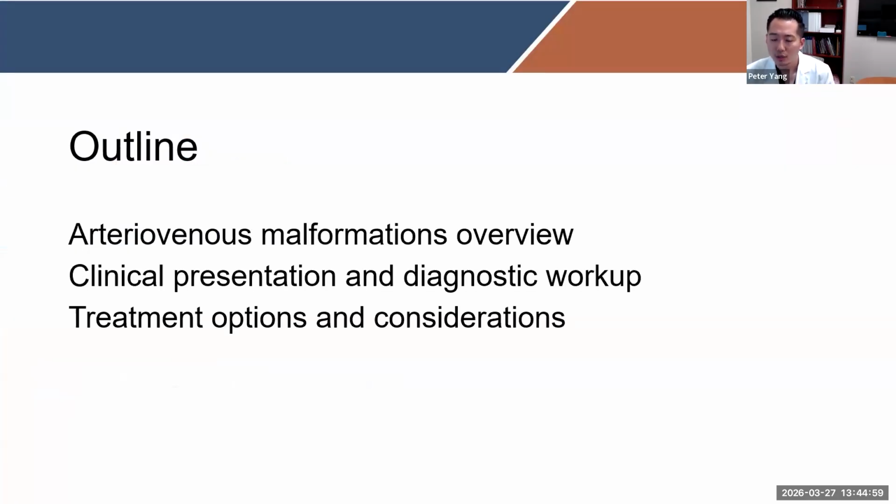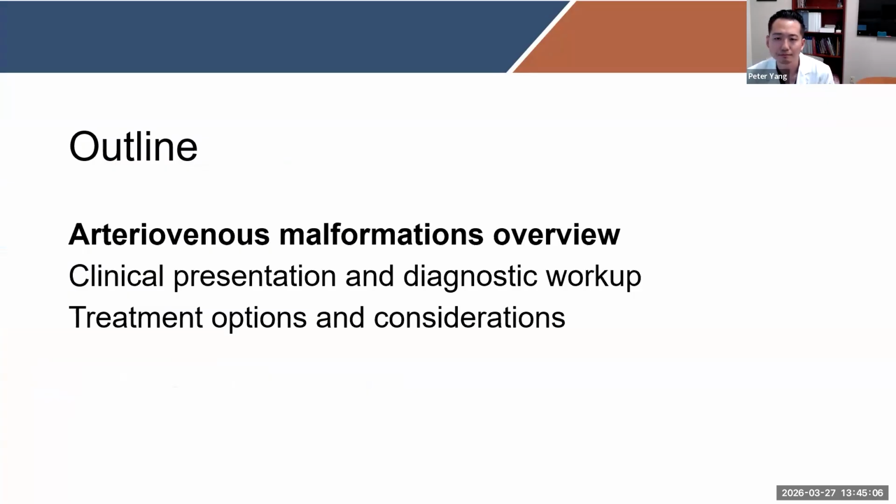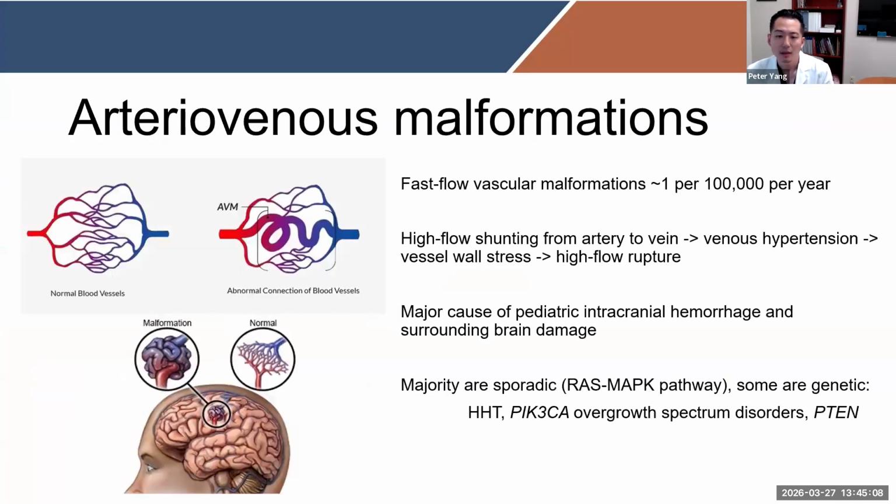We'll provide an overview of arteriovenous malformations, or AVMs, and discuss their diagnosis and treatment. AVMs are fast-flow vascular malformations that are found in 1 in every 100,000 people per year. They are thought to be present at birth and consist of high-flow shunting, or blood that directly flows from artery to vein, bypassing normal capillary beds.